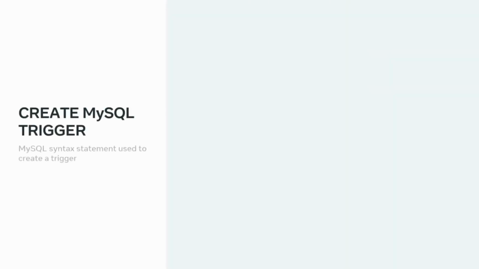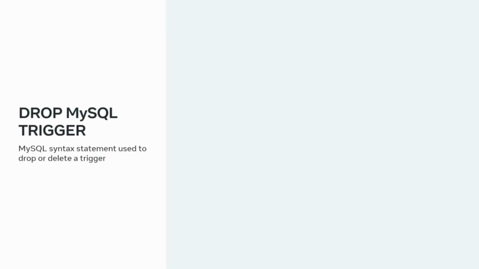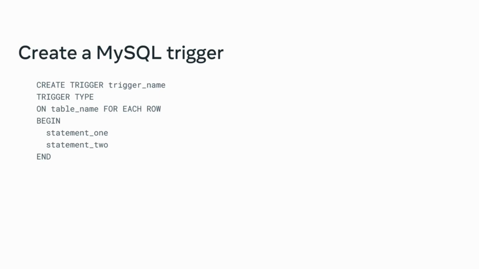Next, you discovered how to create and drop these triggers in MySQL. You can now create a trigger using the create trigger statement and drop or delete a trigger using the drop trigger command. You also reviewed other aspects of the syntax used to create a MySQL trigger. This includes defining the trigger name and type and specifying the logic by enclosing multiple statements within a begin-end block.